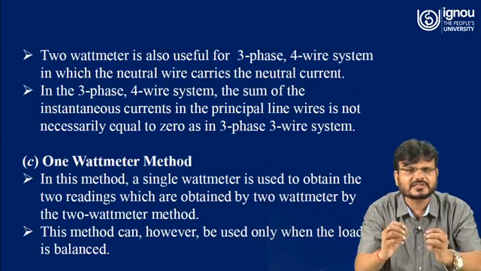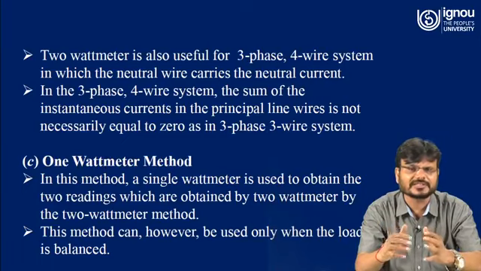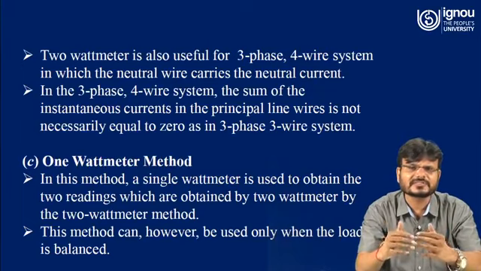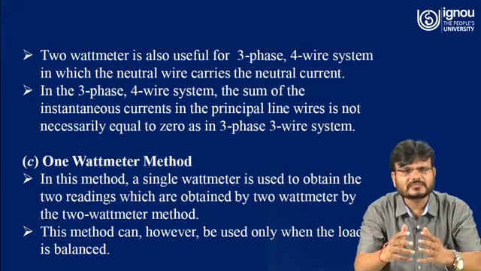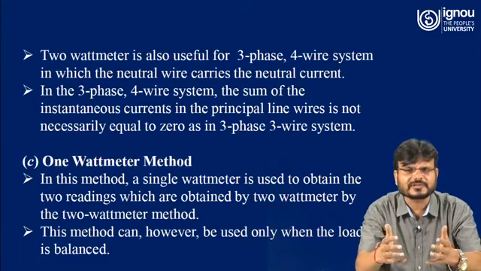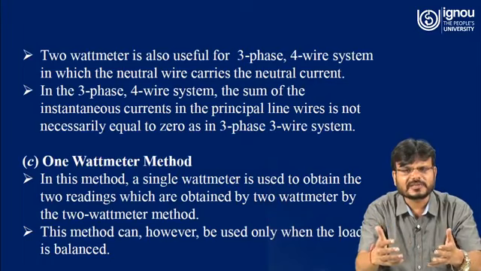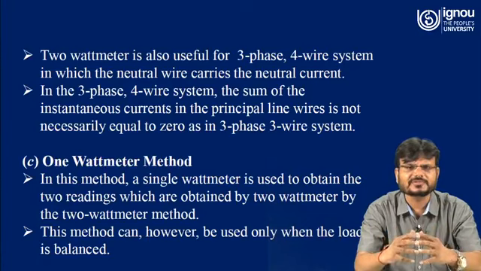If there is a balanced system, there is zero current in the neutral wire, but in the case of an unbalanced system, there will be some current in the neutral also. The 2 wattmeter method can also be used in a three-phase 4-wire system. In a three-phase 4-wire system, the sum of the instantaneous currents in the principal line wires is not necessarily equal to 0 as in a three-phase 3-wire system.